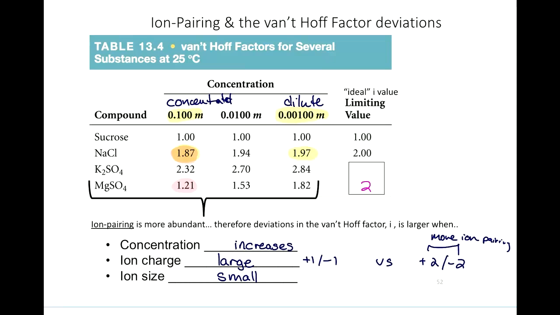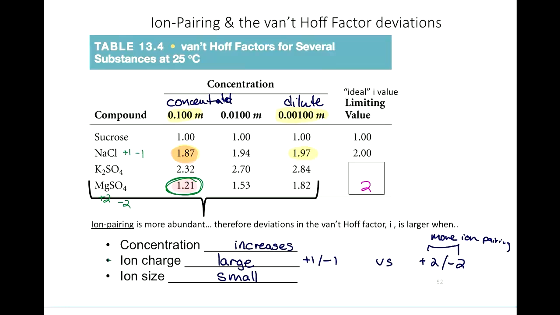Magnesium sulfate, due to what factor? Its charges. Yes, magnesium sulfate is a plus two, minus two ion, versus NaCl, which is just plus one, minus one. So we see a larger lowering, more deviations, for magnesium sulfate. Concentrations are the same, okay? So it's this ion charge that's affecting that, right?